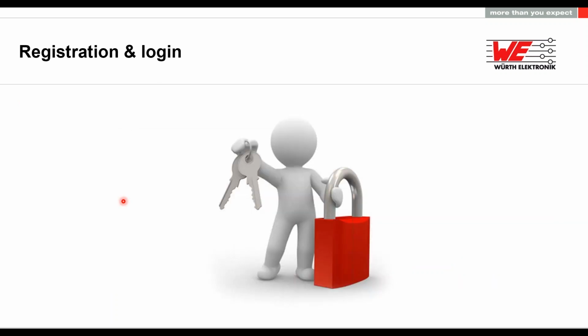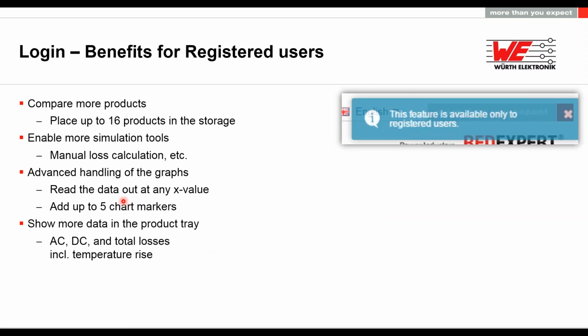So there ends the first module, the basic information about the tool. Now we can also see some steps for the registrations and logins. If you are a first time user, it's important for you to know the benefits of a registered user. Usually a registered user gets a lot of perks on this website. You can compare up to 16 products. That means you can add up to 16 products in your product tray and compare them.